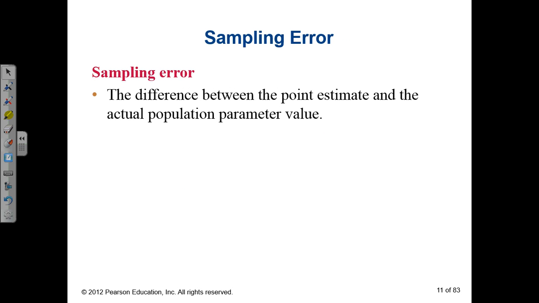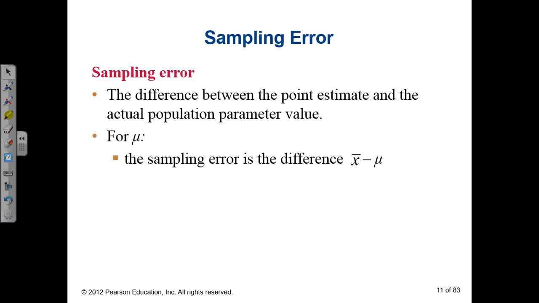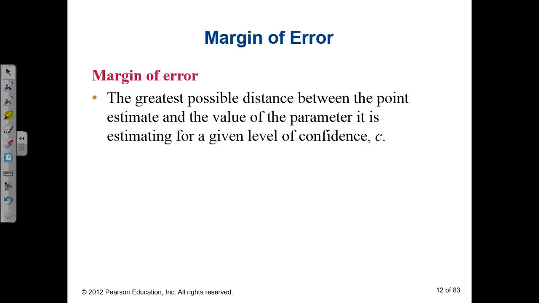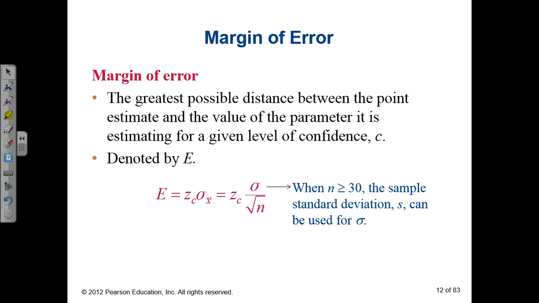Now, the sampling error is really a theoretical idea because it's the sample mean minus mu, but remember mu is unknown. So we really don't ever know the sampling error, but that's what the sampling error is. So we need to come up with another way of finding this difference, and that's known as the margin of error. The margin of error is the greatest possible distance between the point estimate and the value of the parameter, and this margin of error includes this given level of confidence.